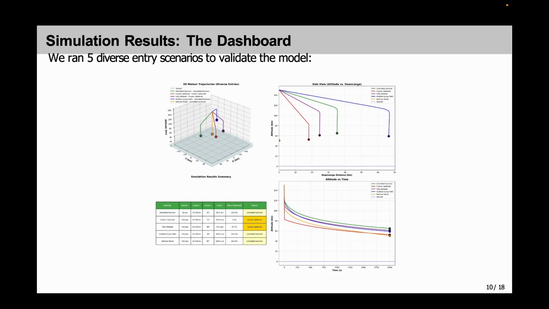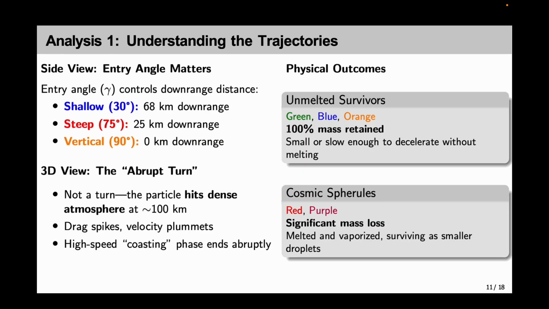You can see we tested 5 distinct cases: an unmelted survivor, a cosmic spherule, a particle we thought would be fully ablated, a shallow entry, and a vertical entry. This gives us a full picture of the model's behavior. Let us dig into the data.